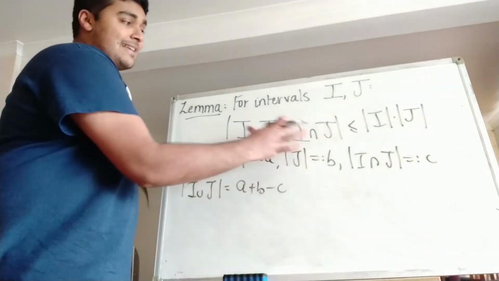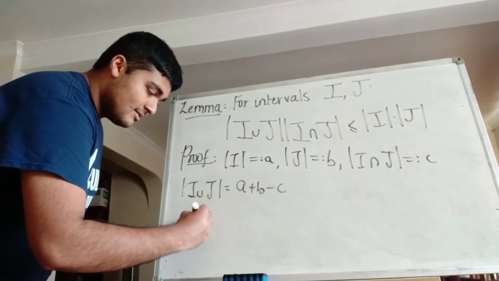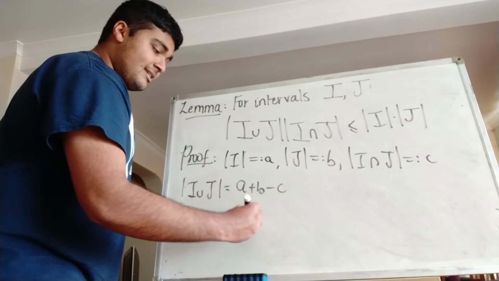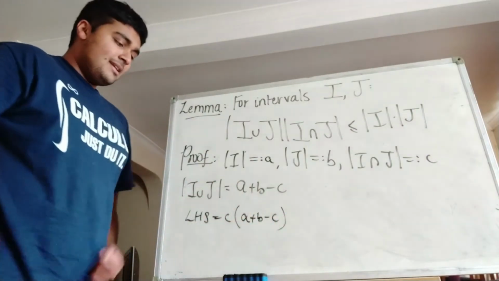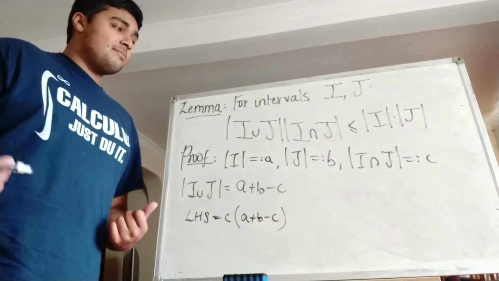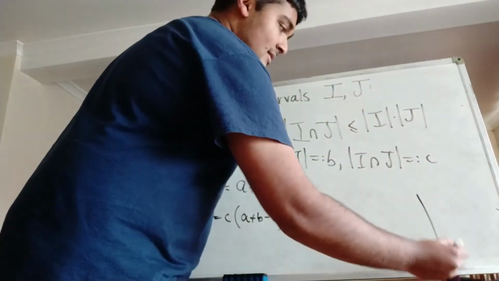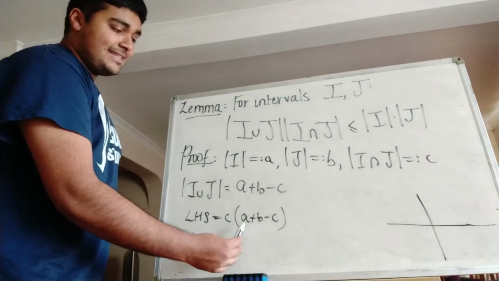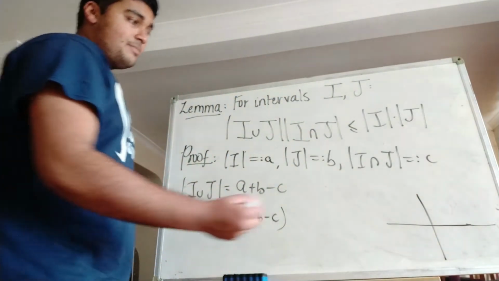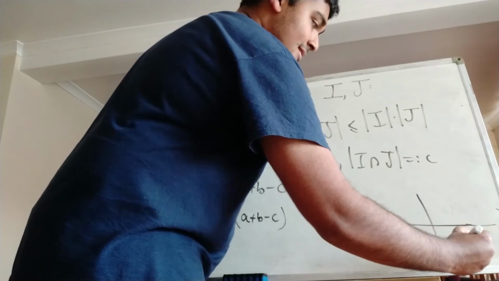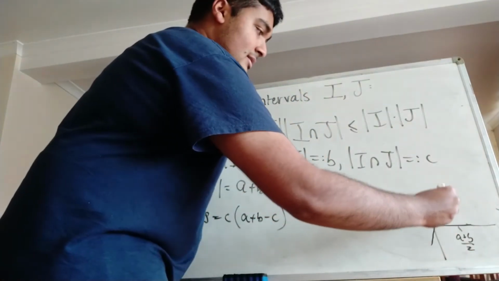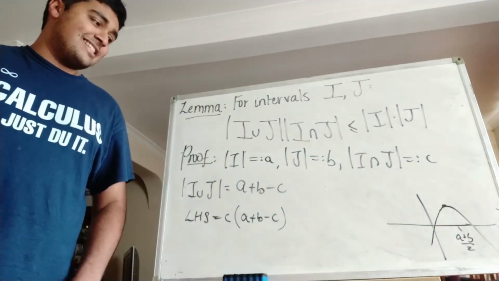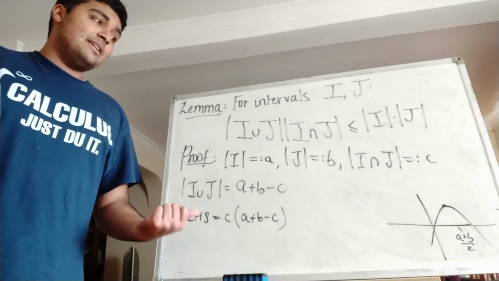Now we consider the left hand side of this inequality, which is the length of the union multiplied by the length of the intersection, which is just C times (A plus B minus C). Now we notice this is a quadratic in terms of C, and if we sketch it, it's a negative quadratic and it has a maximum at C equals (A plus B) over 2.